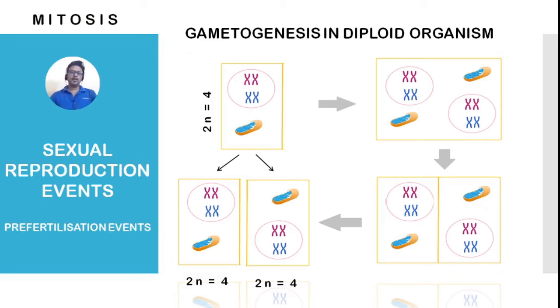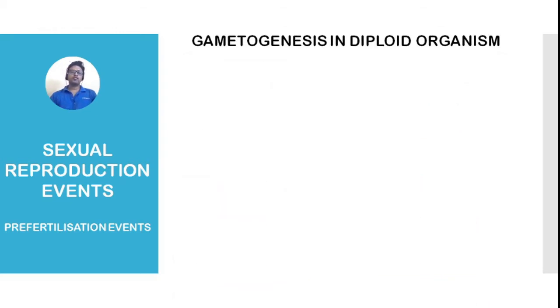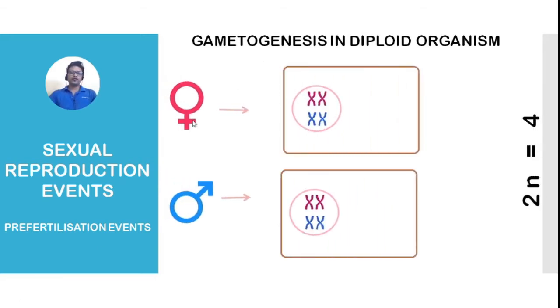Okay, so we have learned about cell division and we have learned about diploid organism, and now we will come to our main topic. This is gametogenesis in diploid organism. So now take a female myocyte and take a male myocyte. This is the female organism and this is the male organism, and this is the female myocyte and this is the male myocyte. Myocyte means the parent cell that is capable of producing gamete by cell division.